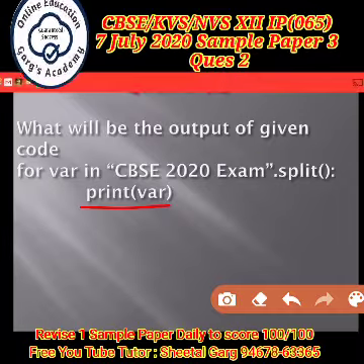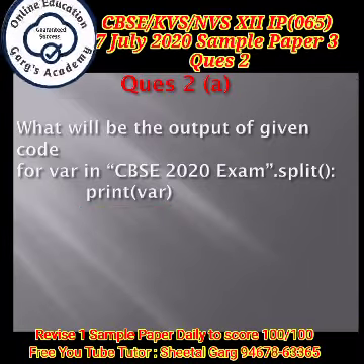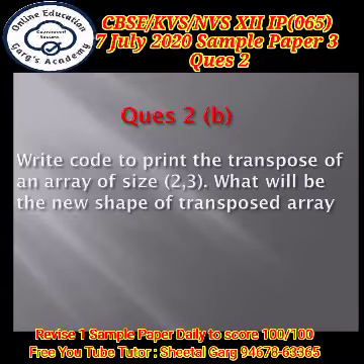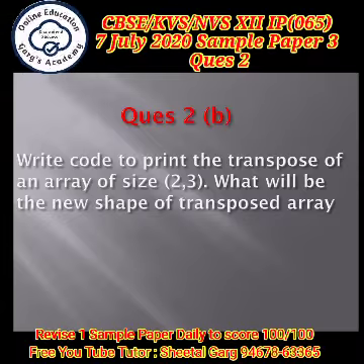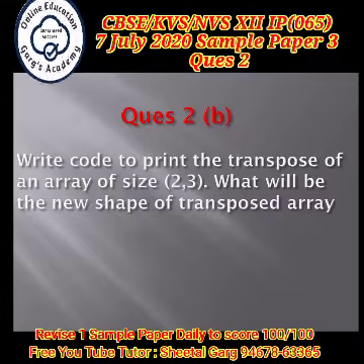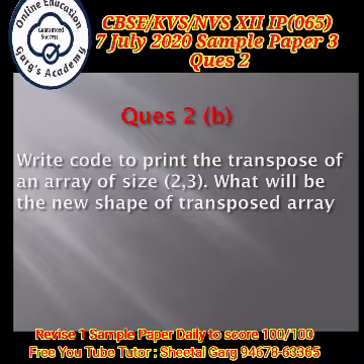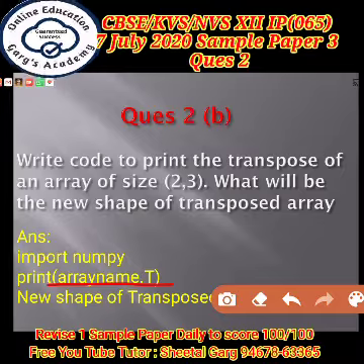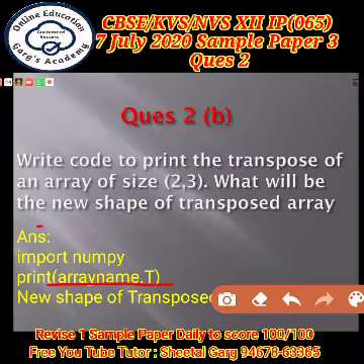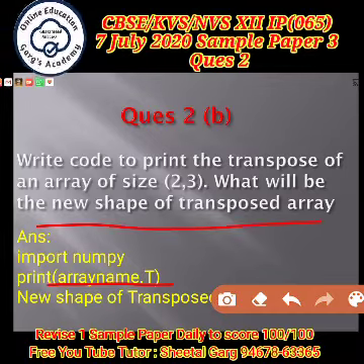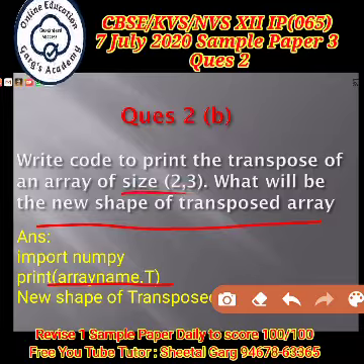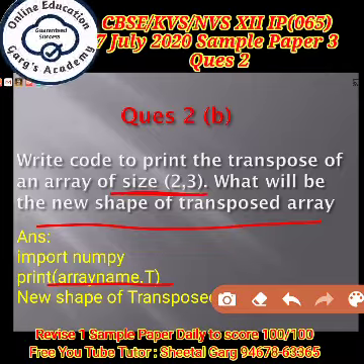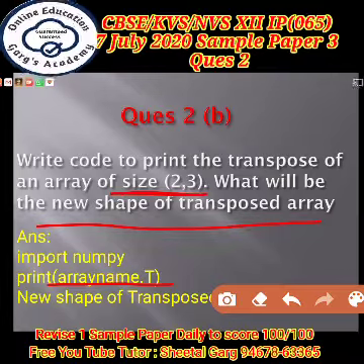Now it has to print x. So what will it do? It will print first CBSE, then 2020 and then exam. Next question. Write the code to print the transpose of an array of size 2, 3. Students, whatever the size of the array, you just have to write array name dot T for transposing it. Next is, what will be the new shape of the transposed array? Students, when you transpose the array, rows are changed into columns and columns into rows. So if the size is 2, 3, then the new shape of the transposed array will be 3, 2.